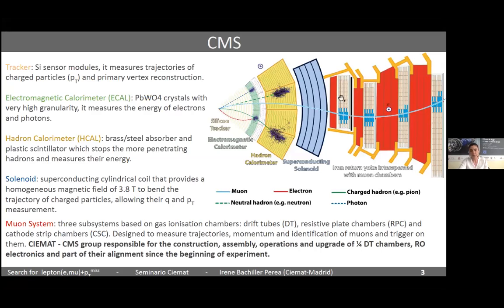And it's here, as Maria was mentioning, where the CIEMAT group has contributed, because it built part of these DTs, but is also in charge of the assembly, the operation, the upgrade, and the readout electronics of one part of these DTs.